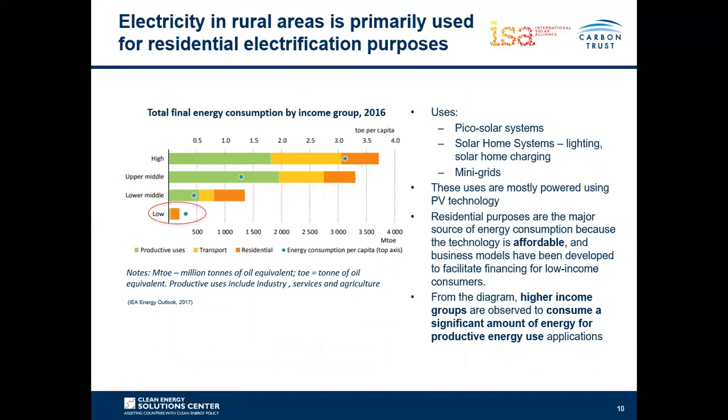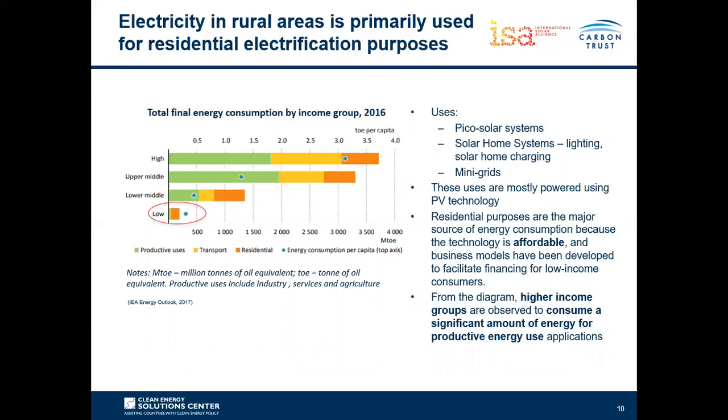When looking at income groups, we can see that the energy consumption in the upper middle and high income groups globally is significantly higher than those in the lower and the lower middle income groups. The major difference here being the productive use of energy consumption. So the upper middle and the high income groups use a lot of their electricity for productive uses. The low income earners use almost all of their electricity for residential or consumptive uses.